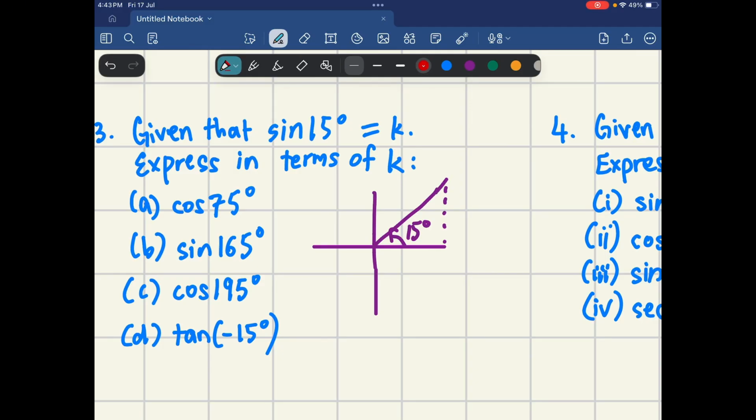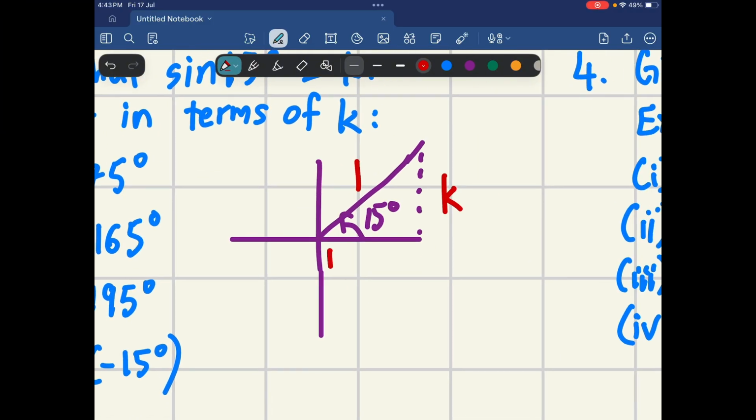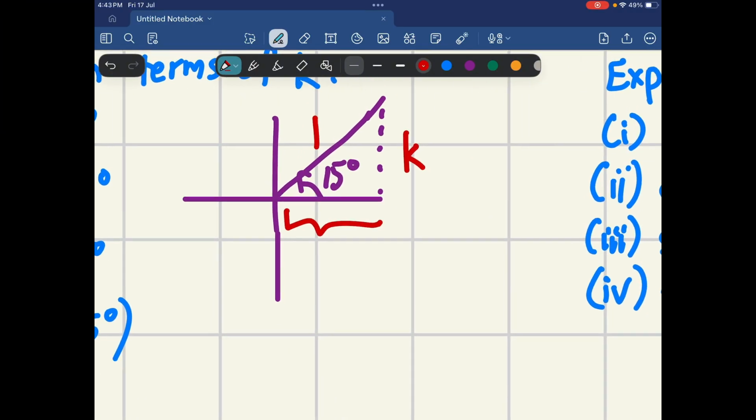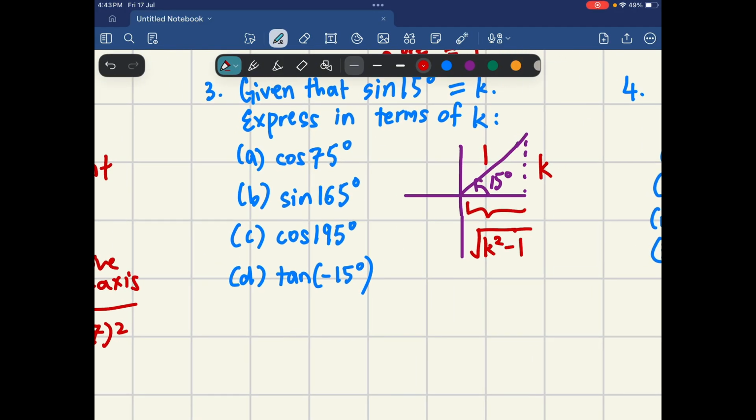Now, sine is opposite over hypotenuse. So you know that your opposite will be k and your hypotenuse will be 1, because this will be k over 1. It gave you that sine will equal k. So now, to find this side, which is our adjacent, we use Pythagoras. So it'll be square root of 1 squared minus k squared.